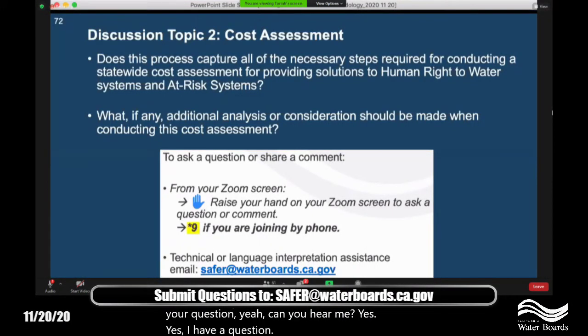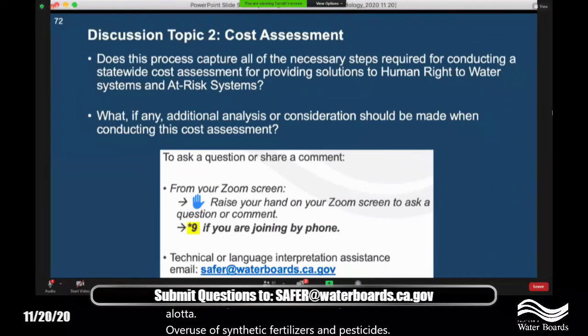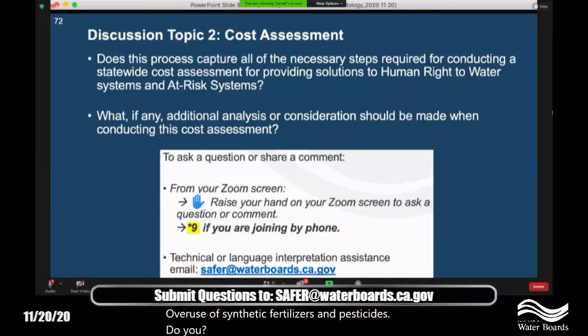What happens when you have a water system that every year is getting polluted by nitrates and also the arsenic? They're going up because there's a lot of overdraft on the basin, and there's a lot of overuse of synthetic fertilizers and pesticides. Do you consider the water system to be a risk, or do you have to wait until it gets out of compliance?